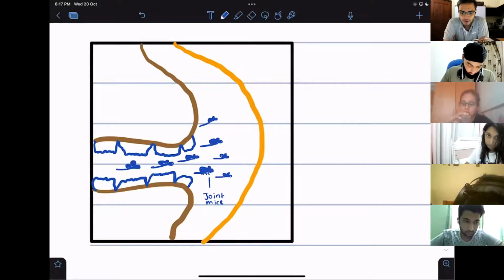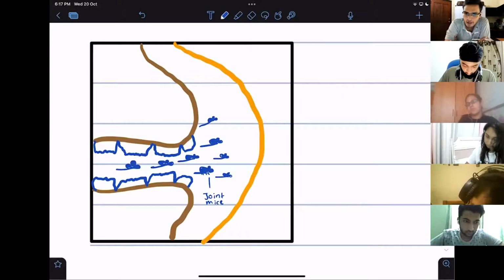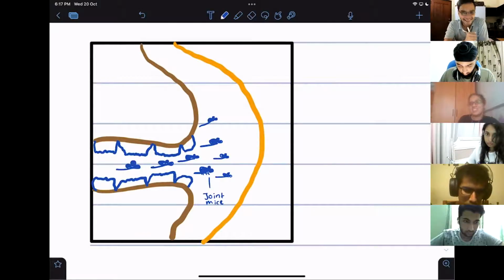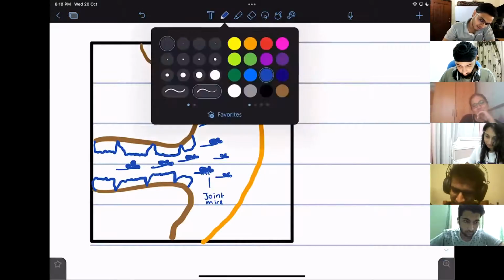Now, if you remember the cellular structure of the synovium that we talked about, the intimal layer of the synovium is made up of how many types of cells? Two different types. What are the two types? Type A, type B. Type A, type B, what? Synoviocytes. Okay, good.